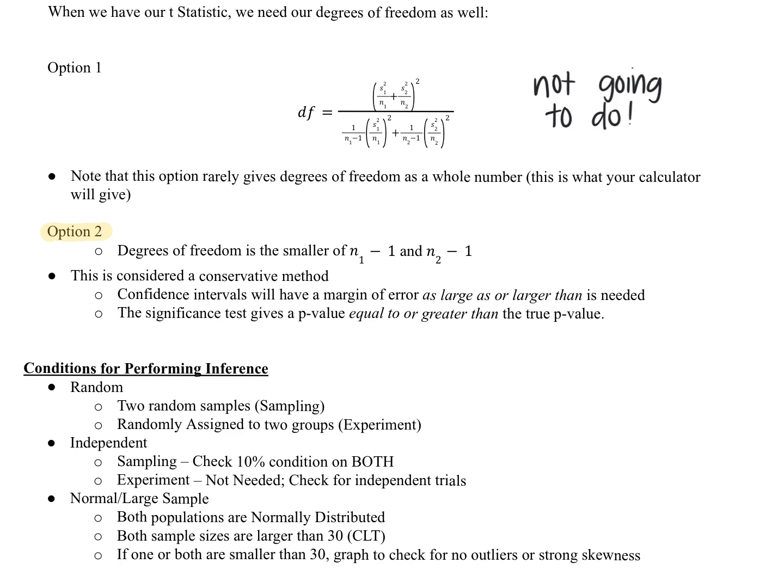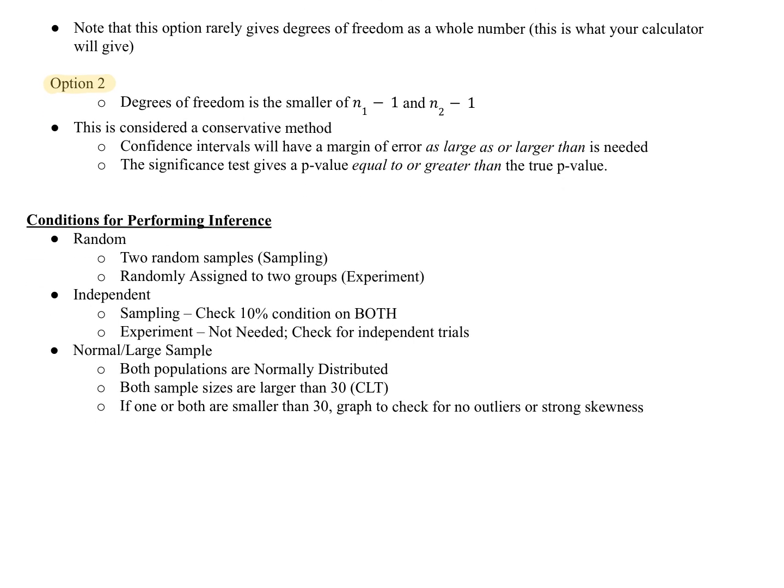But it's a lot easier for us to do. So just to review, our conditions for calculating a confidence interval or performing a significance test did not change from Chapter 5, when we were doing sampling distributions for difference in means. You do have to have random. Either both samples have to be random or you have to have a random assignment to your 2 groups if you're doing an experiment. For independence, you have to check the 10% condition for both samples.